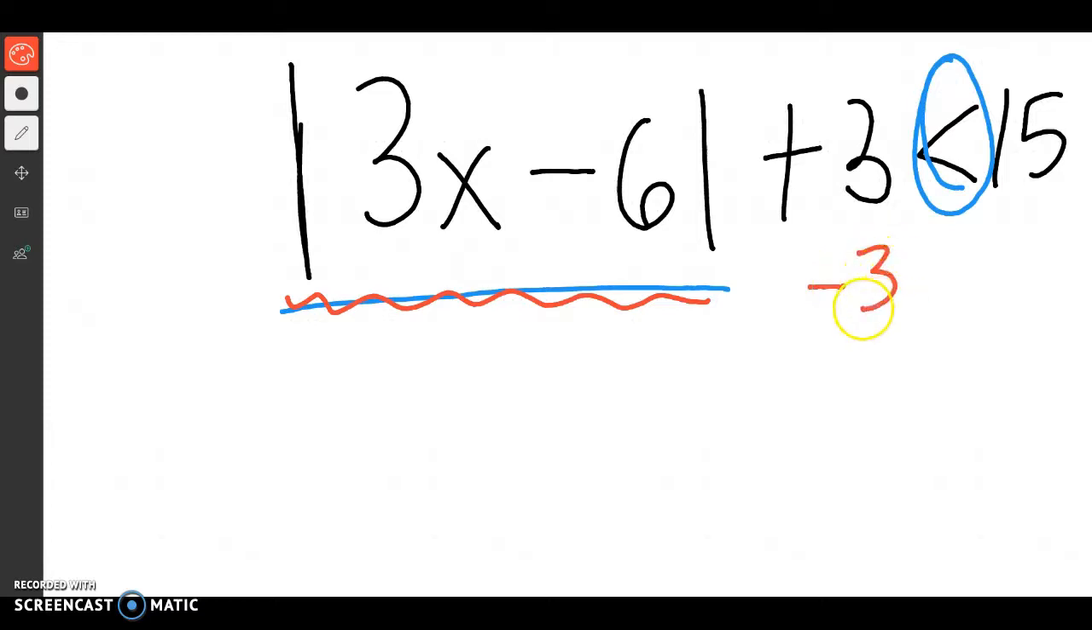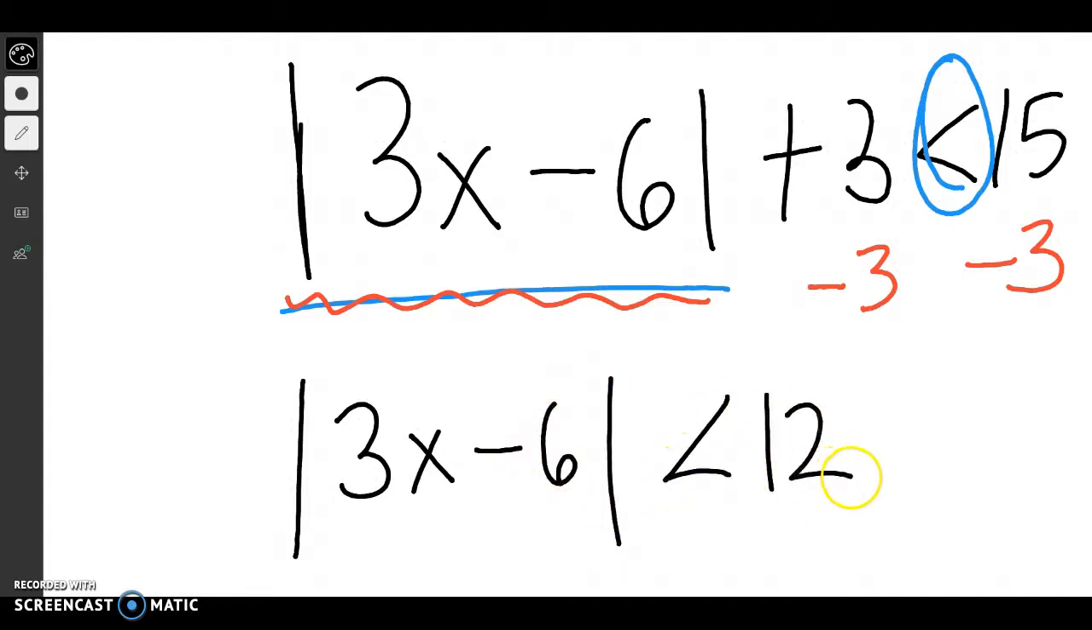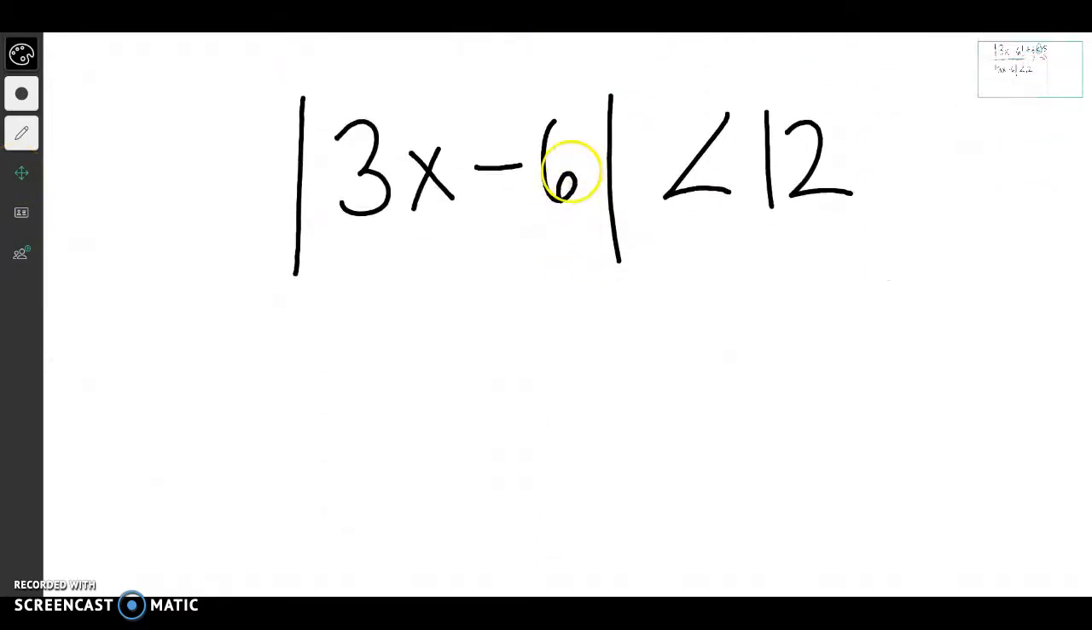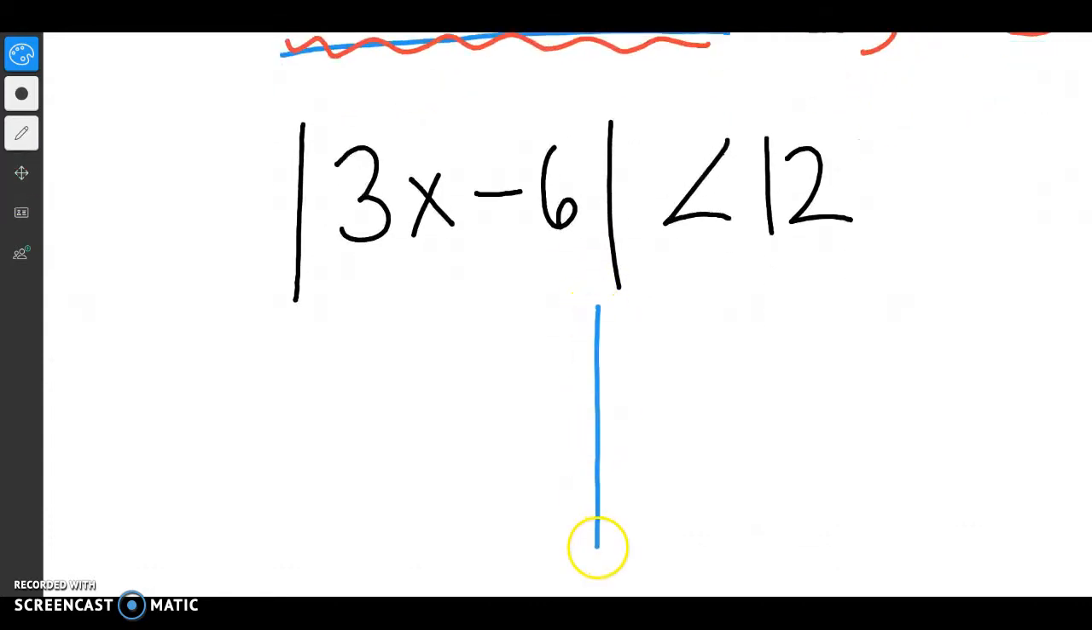So we'll start by moving the 3 over, which will give me the absolute value of 3x minus 6, which is less than 12. So let me move this down for a second. And this is the absolute value that I have. And just like the last 2 days, we're going to split this into two sides, a positive side and a negative side, because that's how you remove these absolute value symbols.